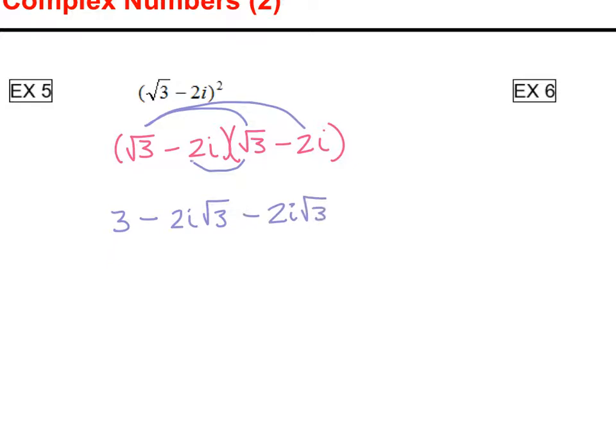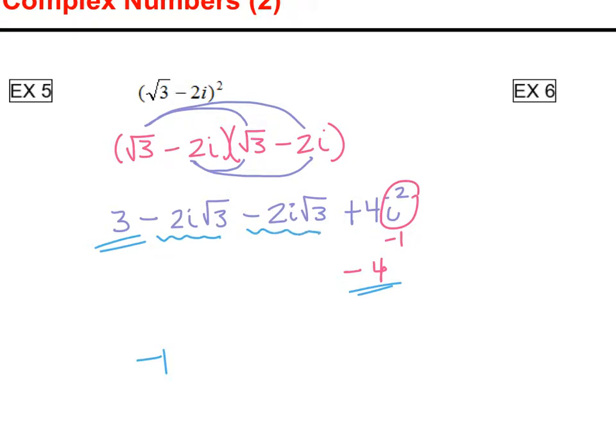And then when we multiply negative 2i times negative 2i, negative 2 times negative 2 is positive 4, i times i is i squared. So there's that i squared again. We know that that's negative 1 times 4, so this becomes minus 4. And then we can combine our like terms. I combine the real numbers first, so 3 minus 4 is negative 1. And then negative 2i square root of 3 minus 2i square root of 3: you combine the negative 2i's and you get negative 4i square root of 3.